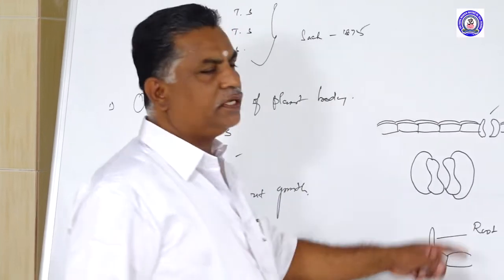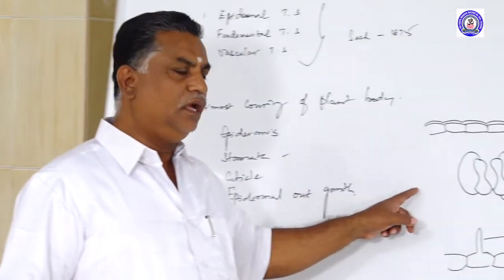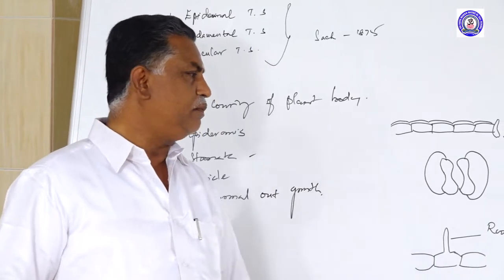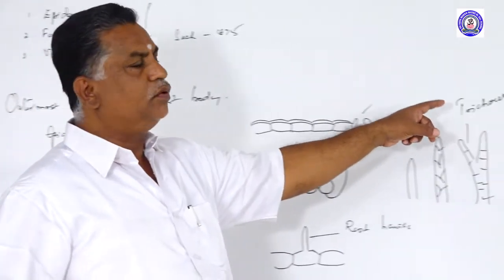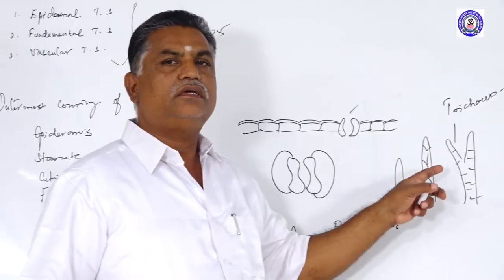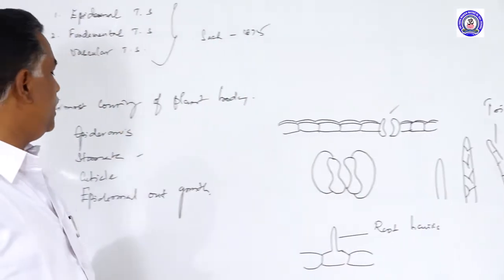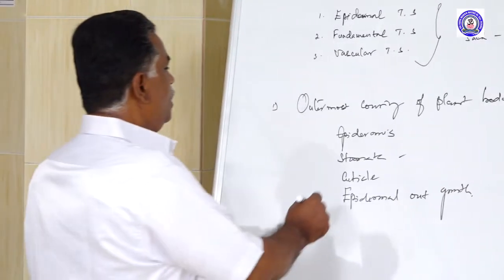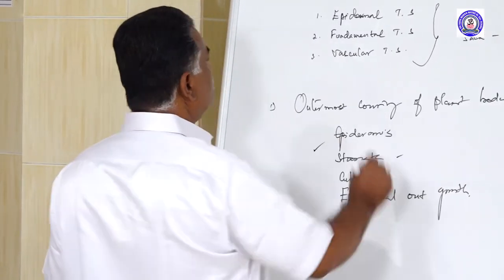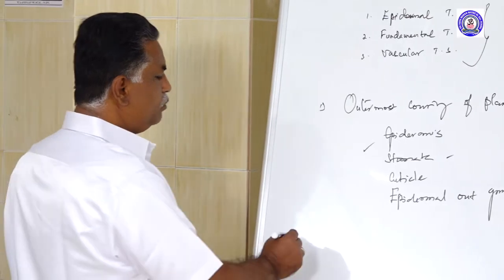What is the function of root hairs? Root hairs are involved in the absorption of water and minerals from the soil, and they are connected to the roots. And what is the function of trichomes? Trichomes are useful in the dispersal of seeds and fruits. So this, in short, we can say. And this is about the epidermal outgrowths.